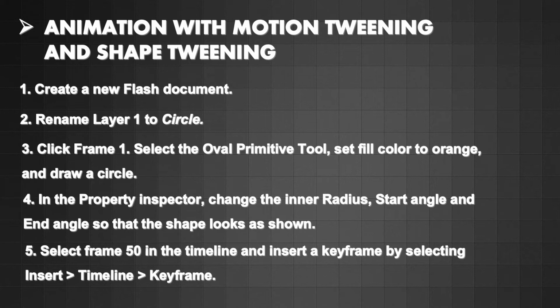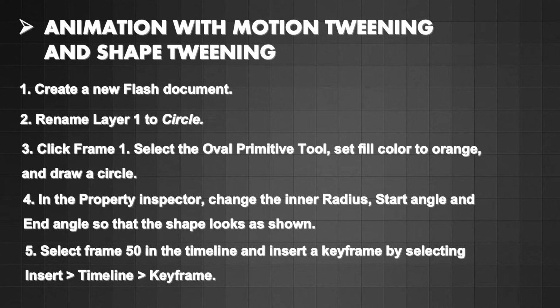Create a new Flash document. Rename the layer. Click frame 1. Select the oval tool. Set the fill color and then draw a circle. In the property inspector, change the inner radius. Select the start angle and the end angle so that the shape looks as shown in the figure.